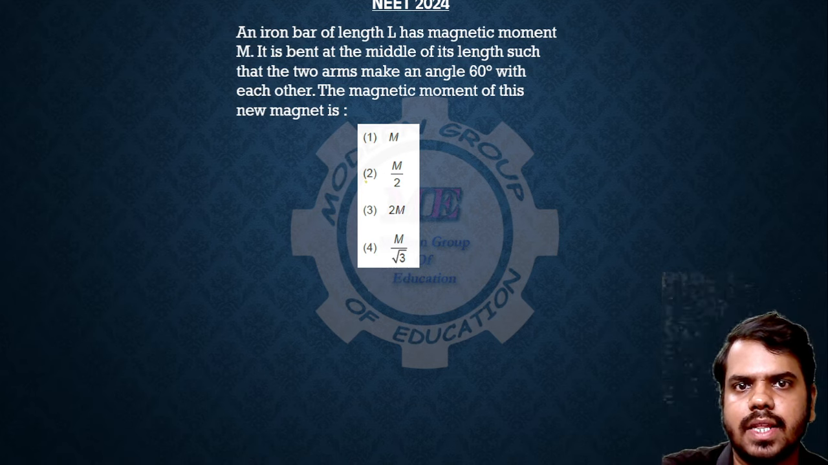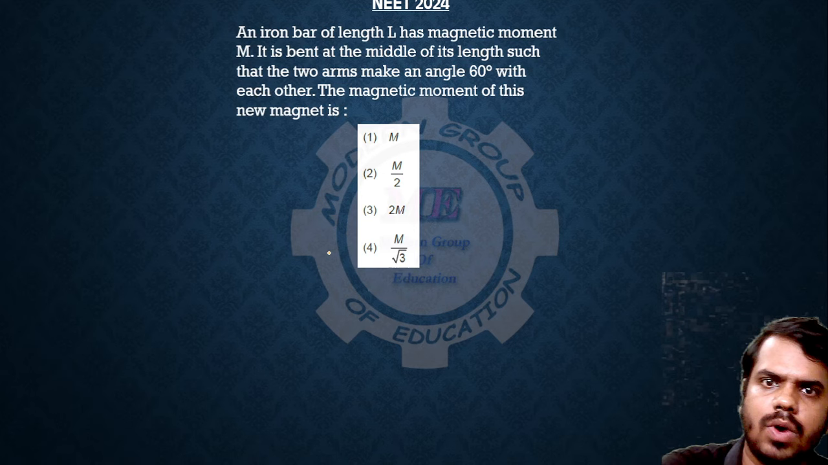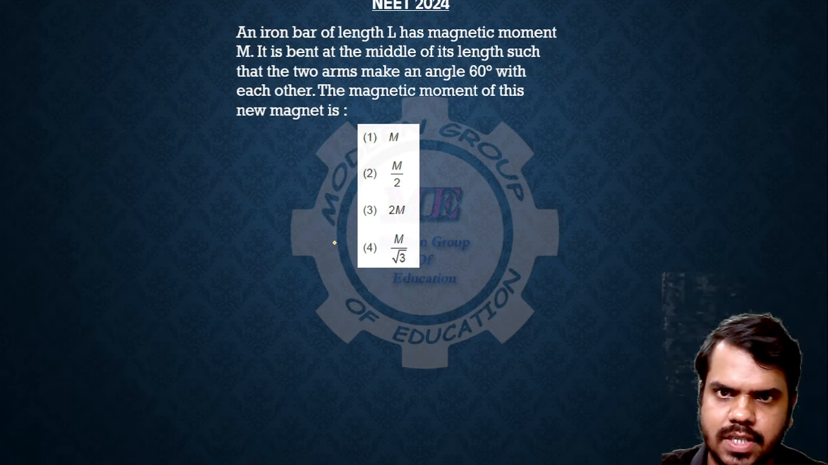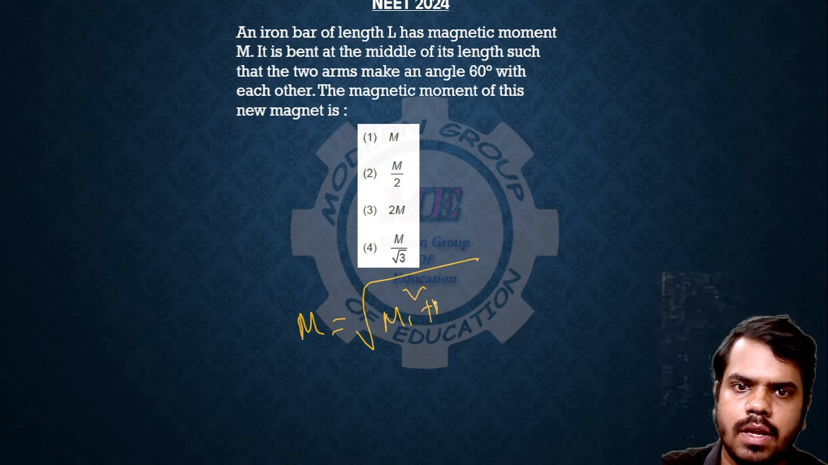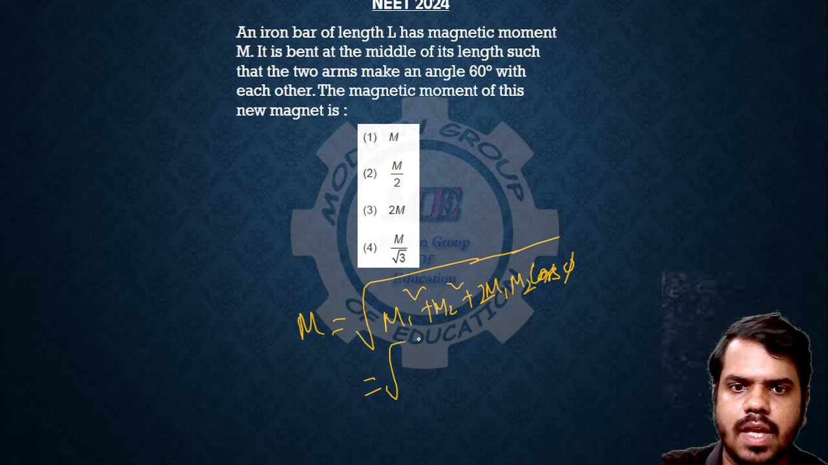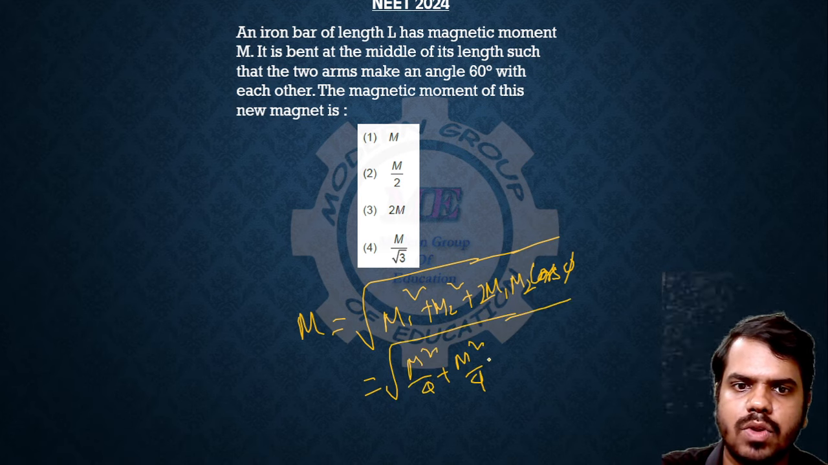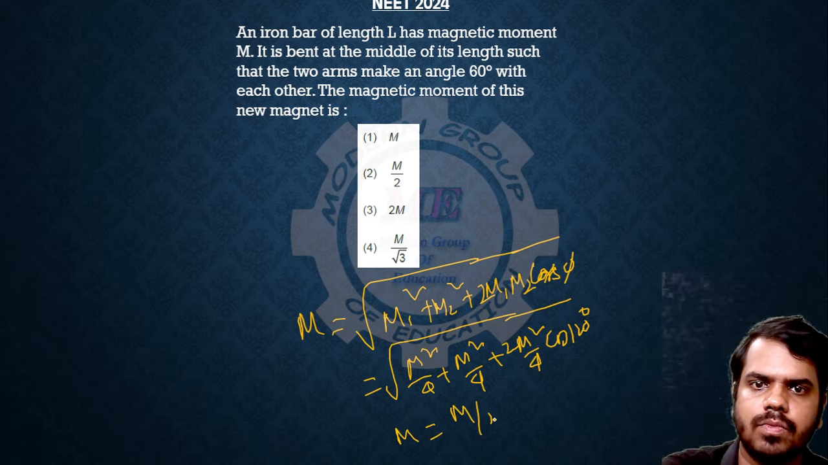An iron bar of length L has magnetic moment M. It is bent in the middle of its length such that the two arms make an angle of 60 degrees with each other. What is the magnetic moment now? The formula is the square root of M1 square plus M2 square plus 2 M1 M2 cos phi. This is the vector formula. So M square by 4 plus M square by 4 plus 2 into M square by 4 into cos phi, where this will be cos 120 degrees. So the answer will be M by 2.